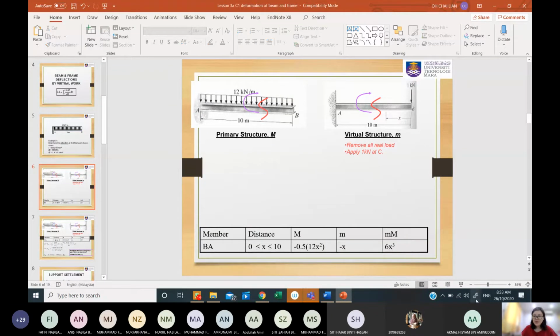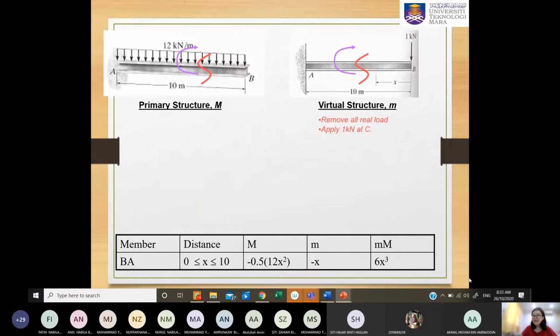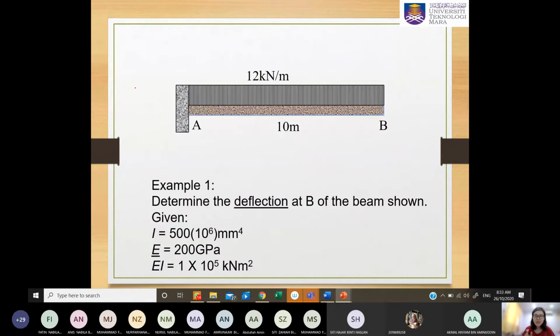Okay, so let us try to analyze these two structures. I will have two structures in the virtual work method. First of all, you can call this the primary or real structure. Where do you get this real structure? You just get it directly from your problem.